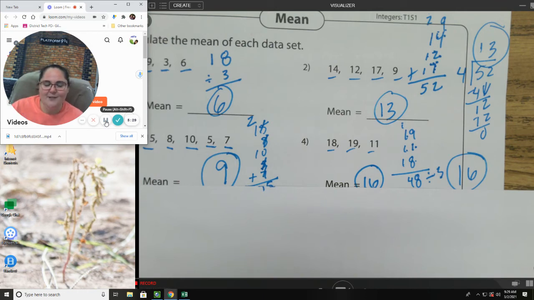And finally, my last question for you, what are the steps to find a mean of a data set? I've already told you this. I'm going to say it one more time now. You need to add the data, divide by the number of data points. Add your data together, divide by the number of data points. So, if you wrote that down, you'd be fine, right? How do you find the mean of a data set?